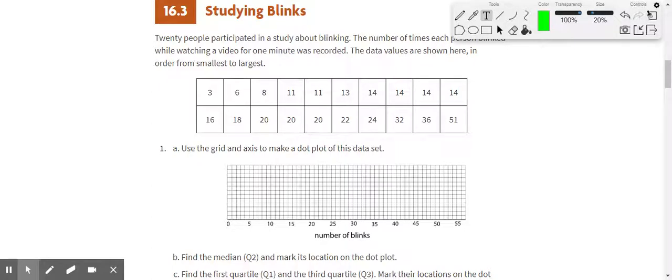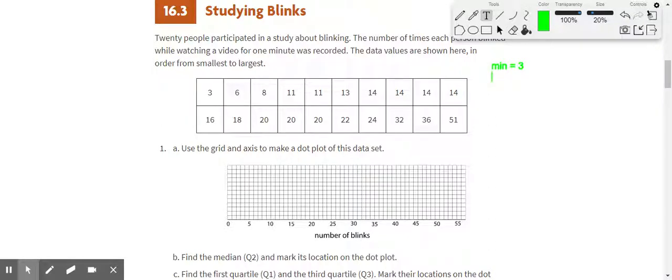So how do we turn a 5-number summary into a box plot? Here we have another set of data that has 20 numbers in it. The first thing we need to do is find our 5-number summary. We see here that the lowest value is 3. So our minimum is 3.